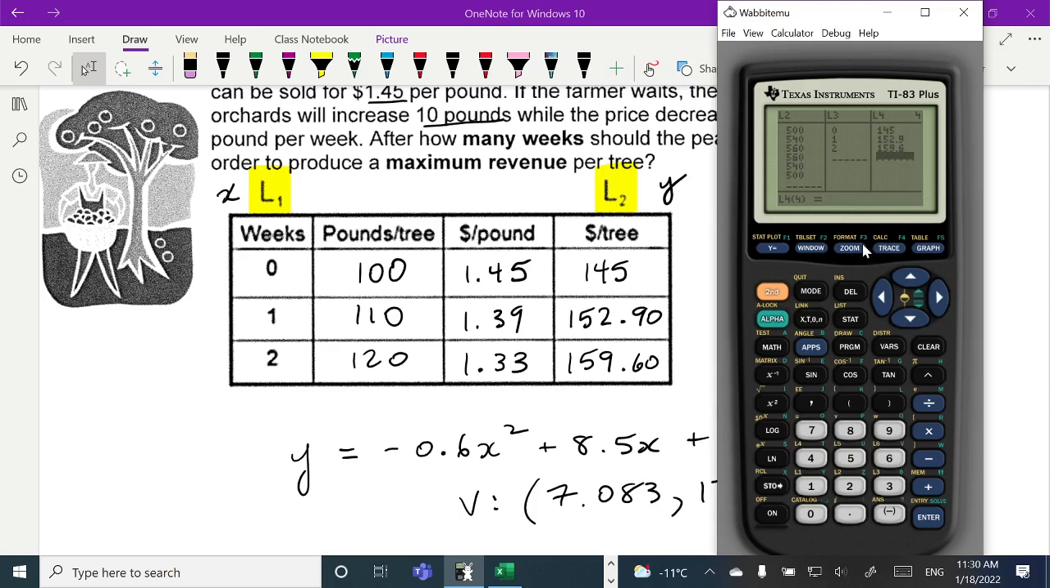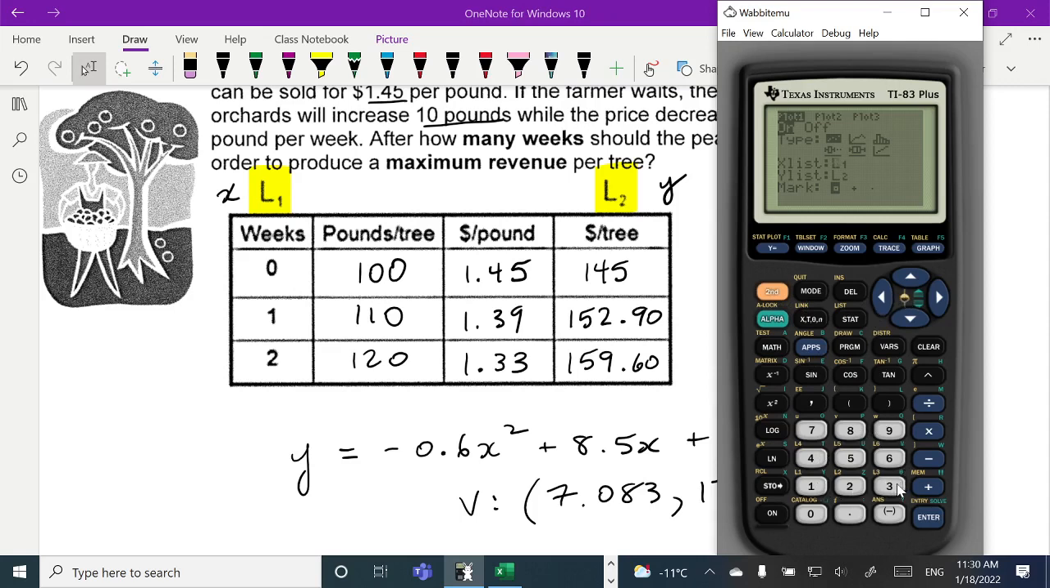Now, how do you do the regression on this? Well, first of all, you should plot it. So you go second function, stat plot. Turn your stat plot on. Tell it what list to use. Remember, I didn't put this in L1 and L2. I put mine in L3 and L4 because there's another list already there that I wanted to use.